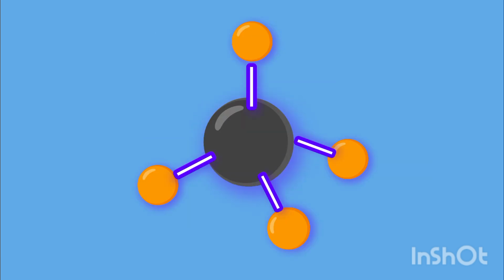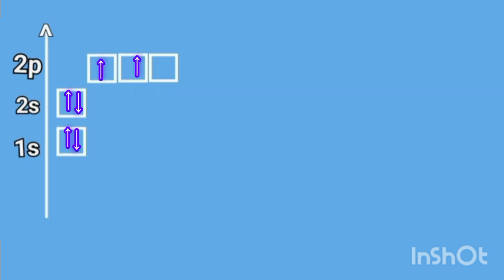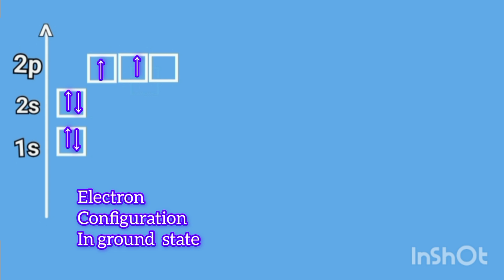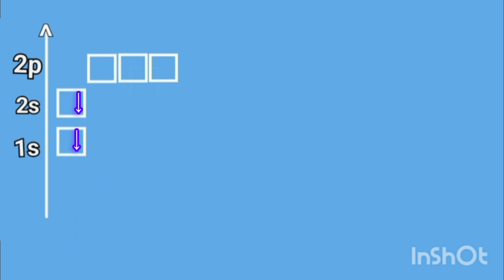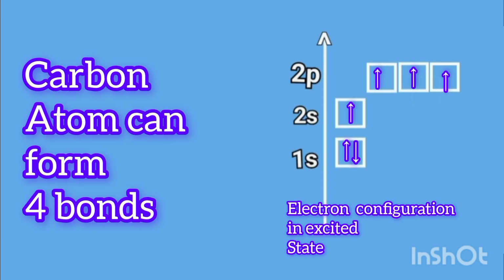But we know carbon can form 4 bonds. So, how does it get from 2 to 4? The answer is the excitation of carbon. During the excitation, one electron from the 2s orbital gets excited to the empty 2p orbital, resulting in 4 unpaired electrons that facilitate 4 covalent bonds.